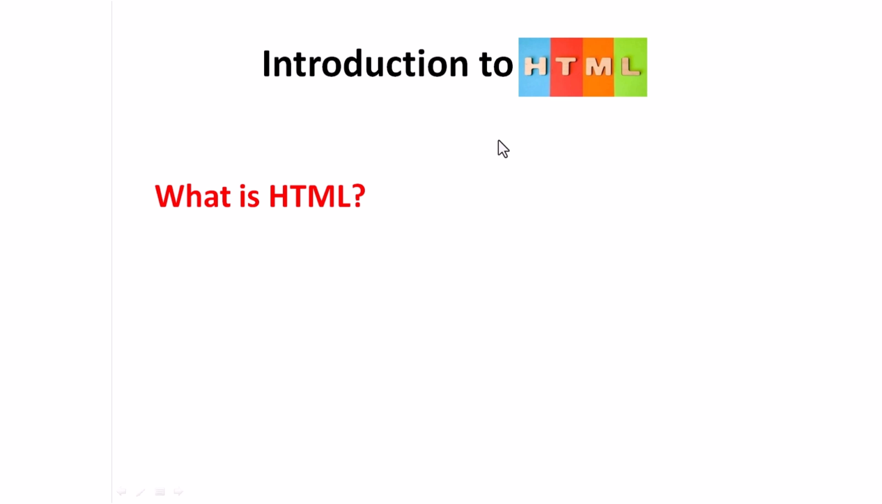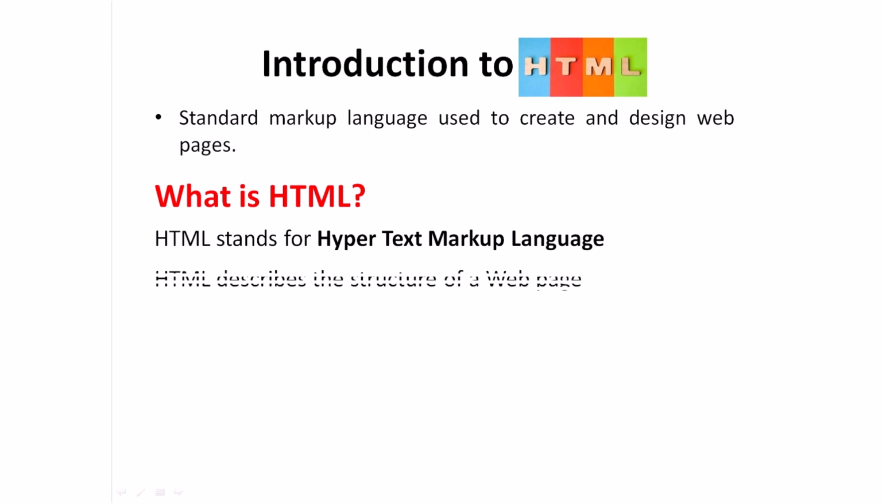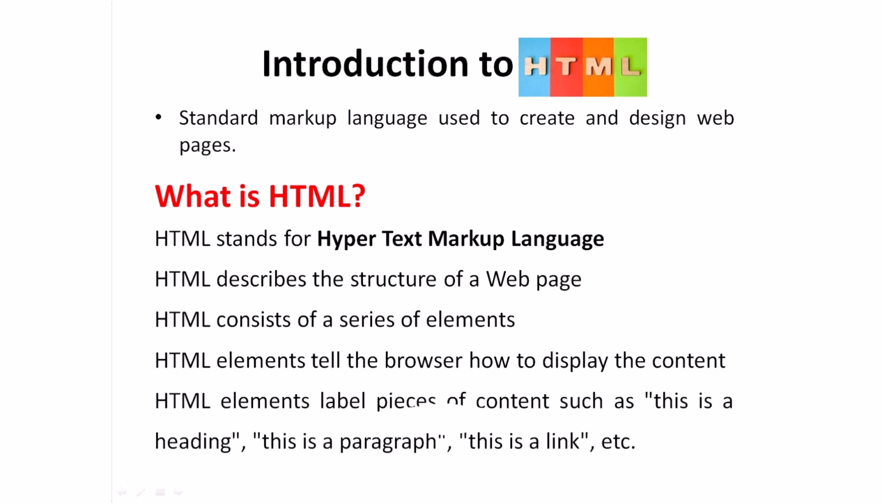What is HTML? It stands for Hypertext Markup Language and it describes the structure of a web page. It consists of a series of elements. HTML elements tell the browser how to display the content. HTML elements label pieces of content such as this is a heading, this is a paragraph, this is a link, etc.